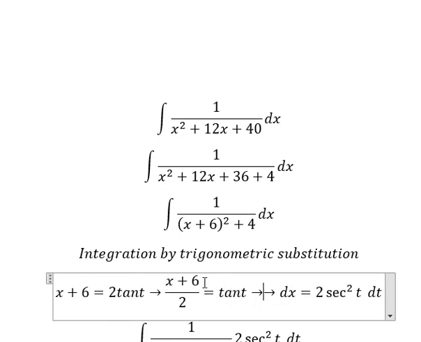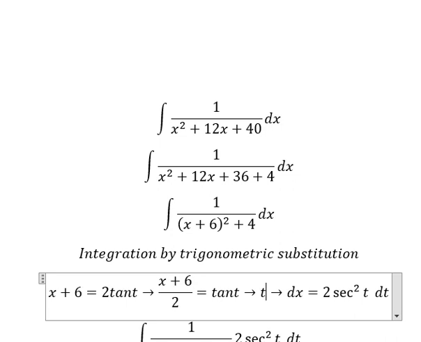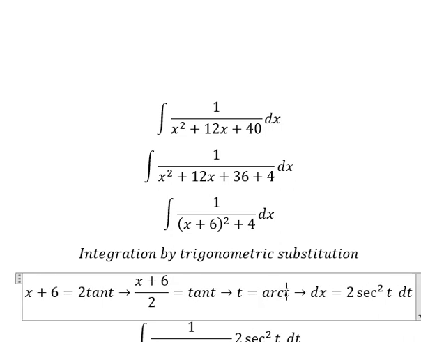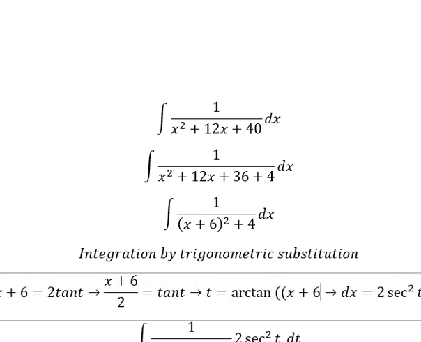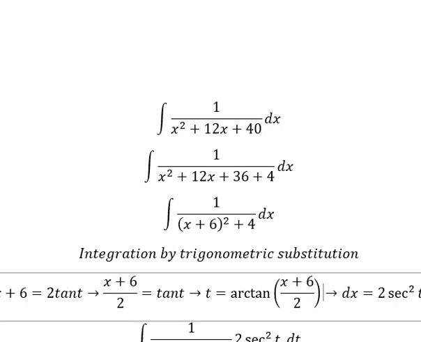And now we can find the value of t, that is arctan of s plus number 6 over number 2. So I will put this one to change for t.